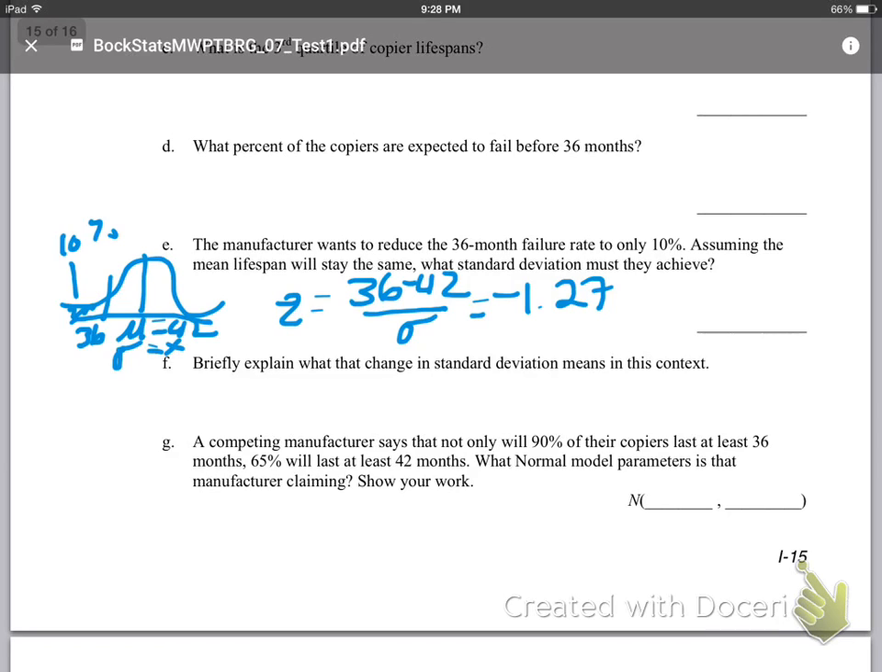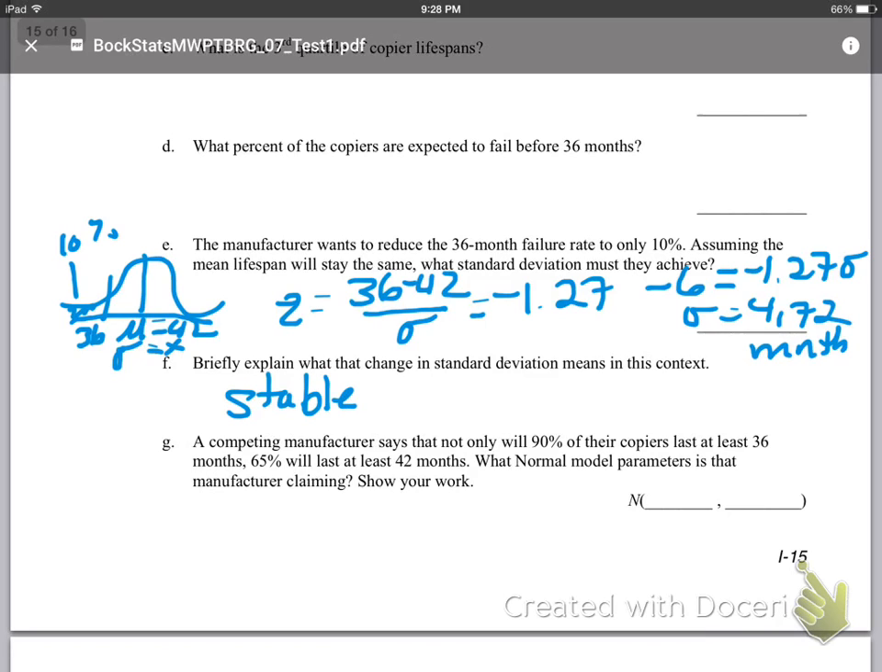Okay, so 36. So what do I get? Negative 6 is equal to negative 1.27 sigma. Divide both sides. So I get sigma is equal to 4.72. And that is months. Okay, explain what that means. Before it was 7, now it is 4. So that means that we would have to be more consistent, more stable, right? We need to be more stable, more consistent, because my spread is getting smaller.